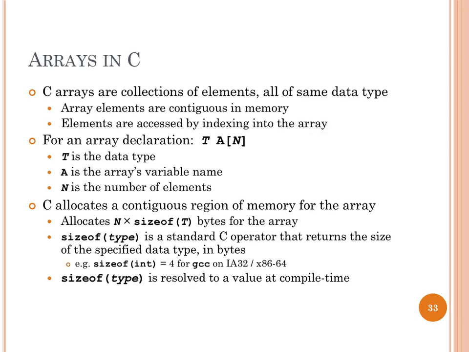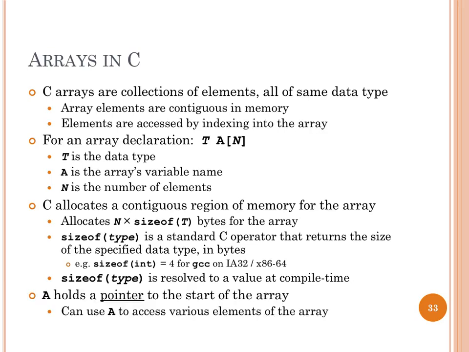So sizeof T is a constant generated at compile time, and then it just multiplies that by n, and that's how many bytes the array requires. Okay? So A gets a pointer to the start of that contiguous region of memory. All right? Everybody with me so far? All right, so that's the memory for the array.